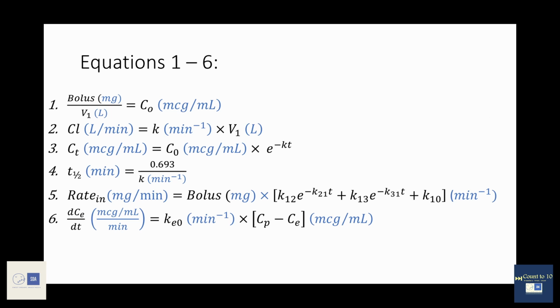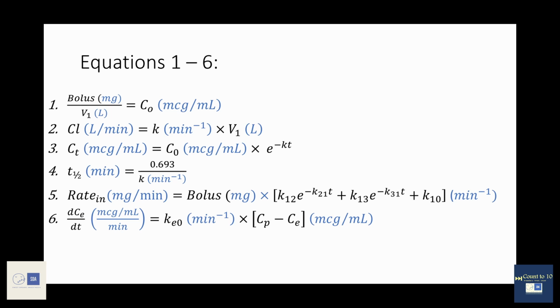So the second equation is the equation for clearance. Now, clearance is in the units of litres per minute, and clearance is equal to your rate constant multiplied by your V1. V1 is the same V1 we used in equation 1. It's measured in litres, and your rate constant has the units of minutes raised to the -1. And you can see how if you multiply V1 in litres by K, which is minutes to the -1, you end up with the units of litres per minute. And litres per minute is what the units are for clearance. So that's the clearance equation.